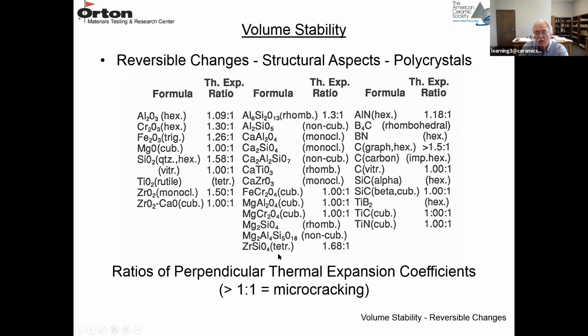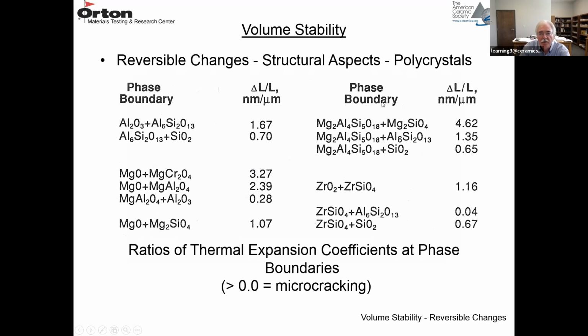So a lot of the refractory materials are not cubic, so they're all going to exhibit microcracking because of the different expansion coefficients in the different crystallographic directions. Refractories are not single crystal materials, they're polycrystalline, different compounds.